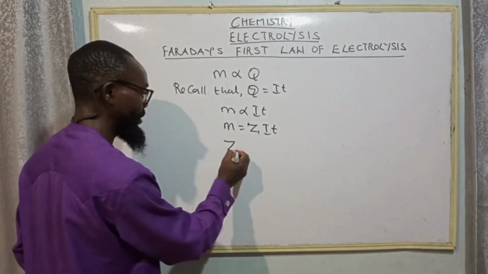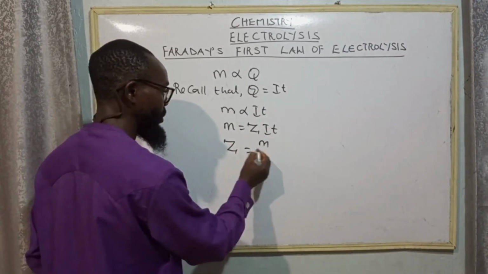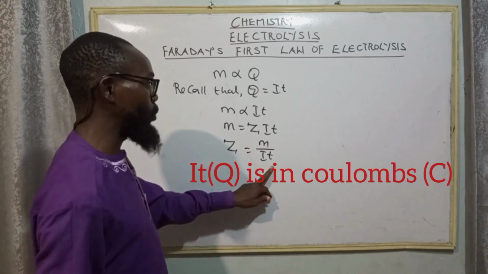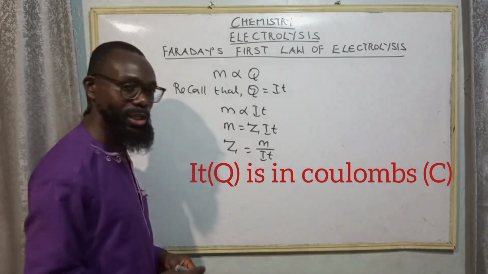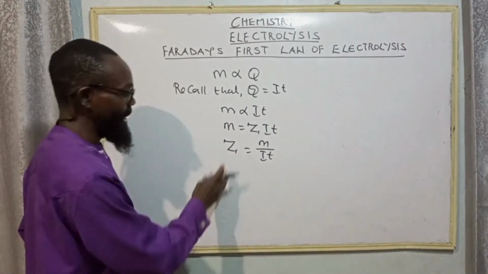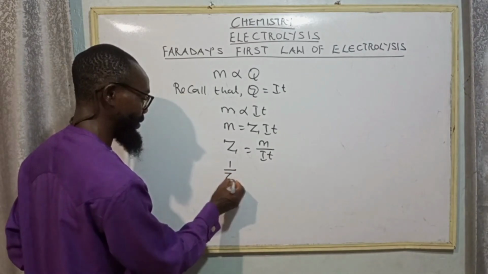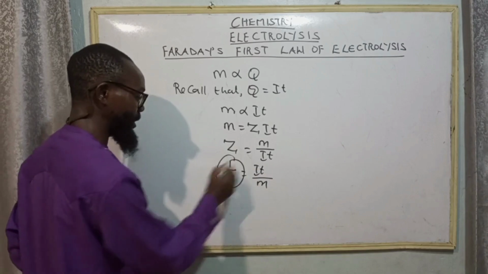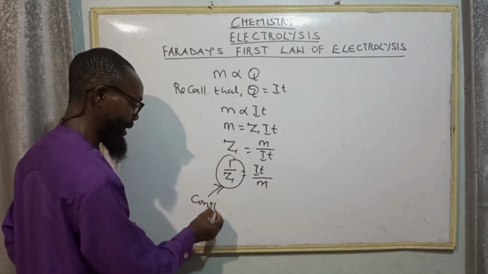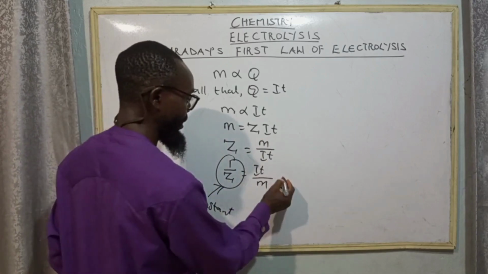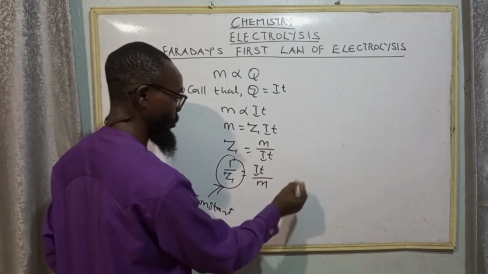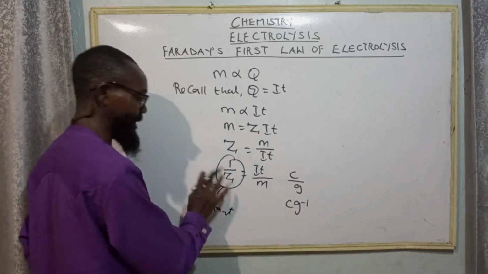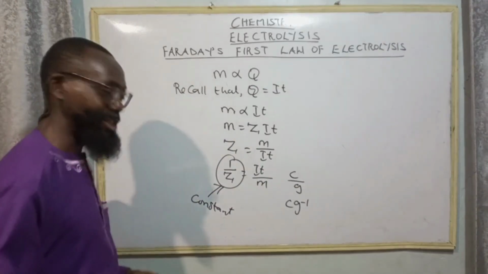Now, our Z can be equal to mass over IT, where mass is in grams and IT, which is the quantity of electricity, that is Q, is in coulombs. Then the inverse of this, 1 over Z, will equal IT over M, which is a constant, and the unit of it, the unit of this IT is Q, that is coulomb over gram. Coulomb per gram. So this will be useful as we move on in our discussion.